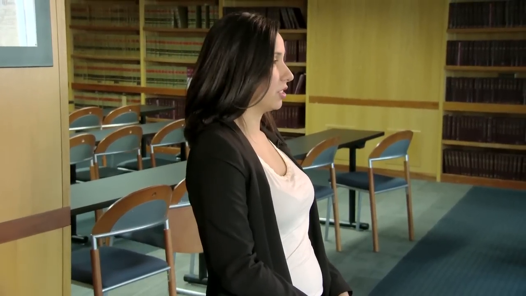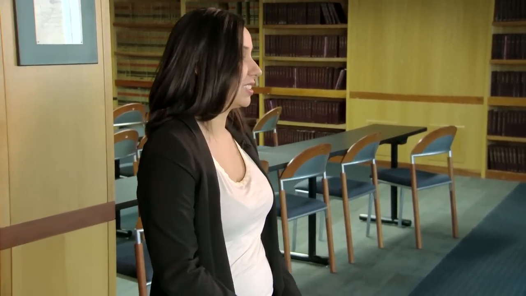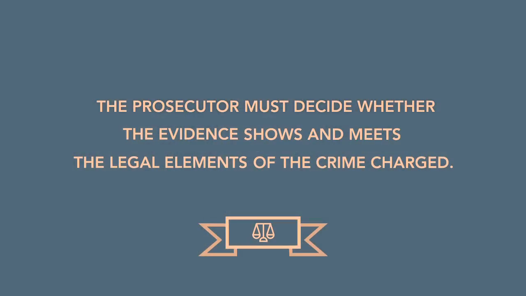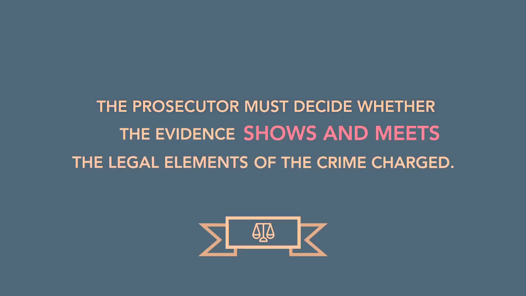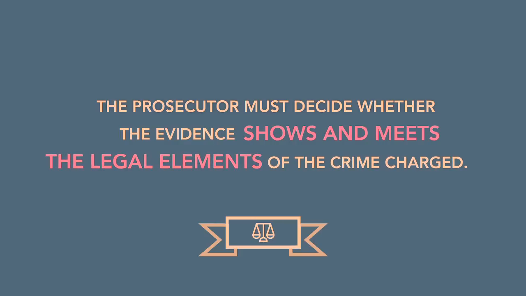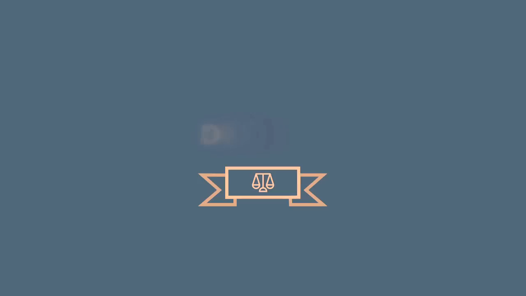When deciding whether or not to charge a crime, the prosecutor must decide what particular charge they will bring that best fits the facts of the case. Next, the prosecutor must decide whether the evidence shows and meets the legal elements of the crime charged. If the prosecutor does not believe that he can prove these elements at trial beyond a reasonable doubt, he or she will usually decide not to charge. Next, we will be discussing defenses.